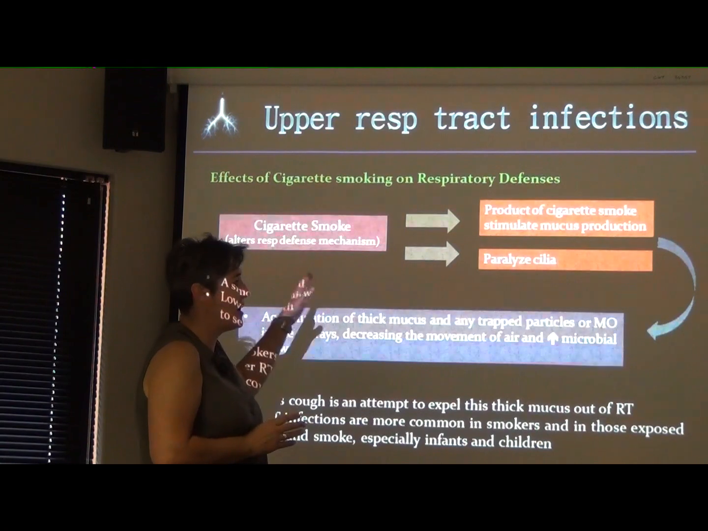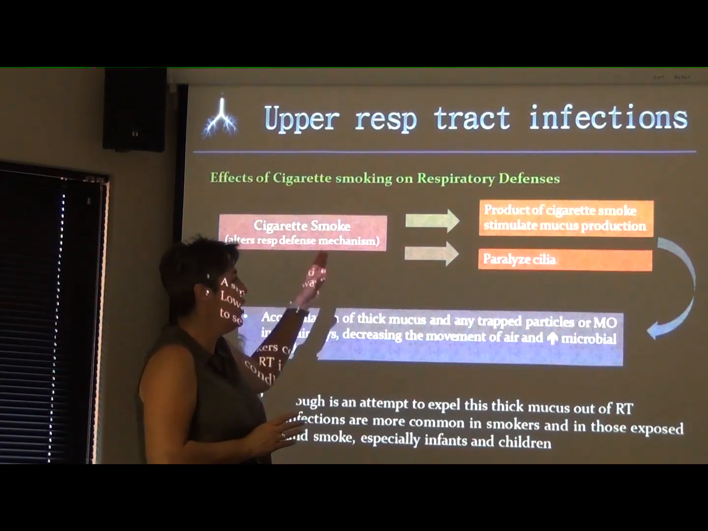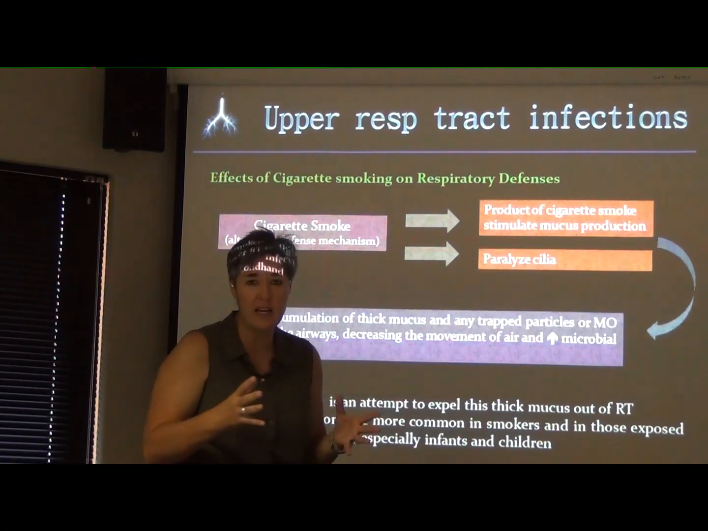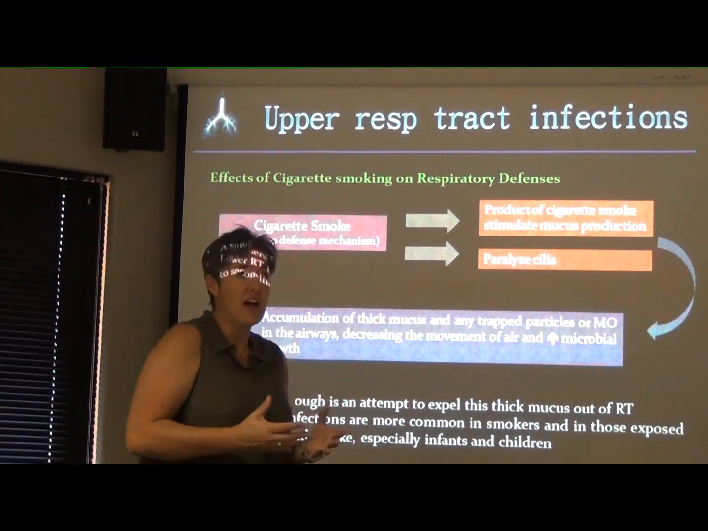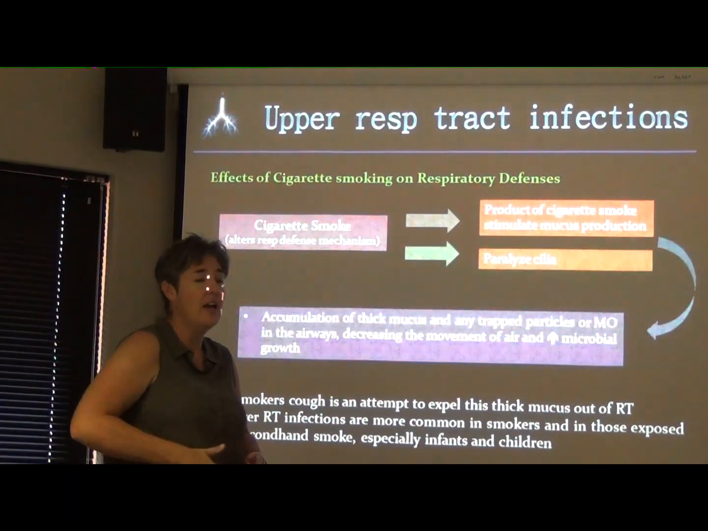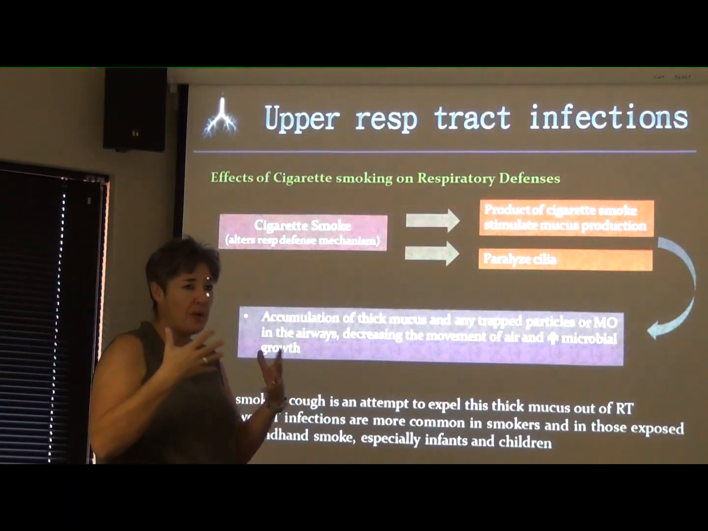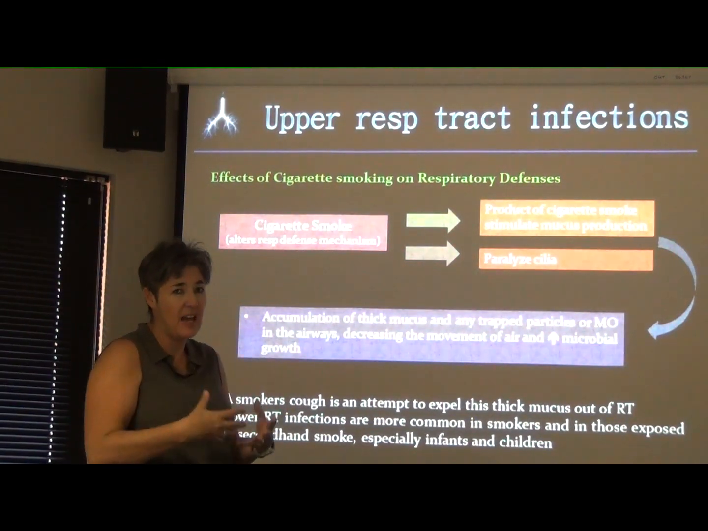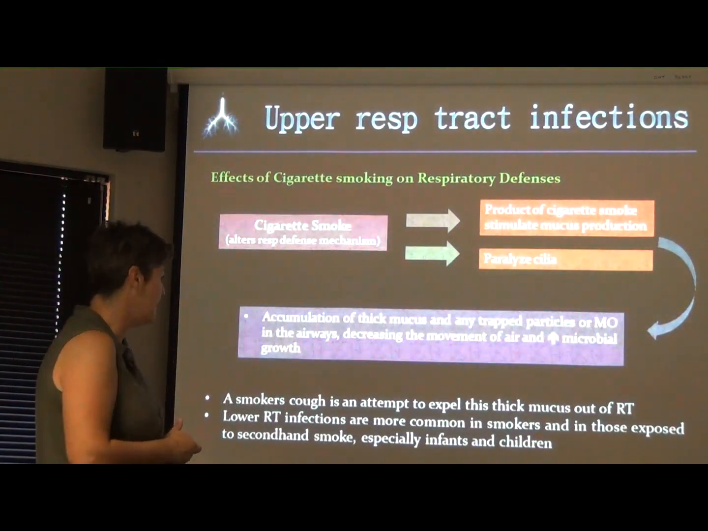The contents of cigarette smoke will paralyze the cilia. So basically you lose that defense mechanism, it's taken away. Now the foreign particles get trapped inside the lungs. They can't be expelled by the cilia because they are now inactive. Therefore they sit there and they have the ability to cause disease.